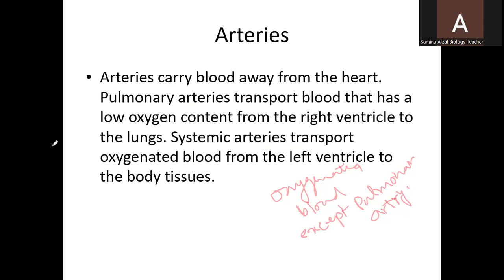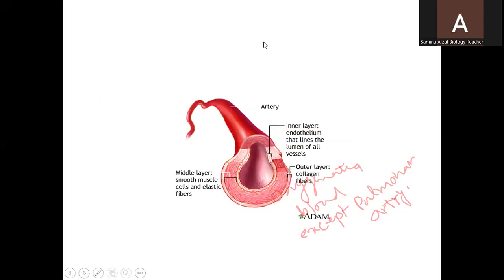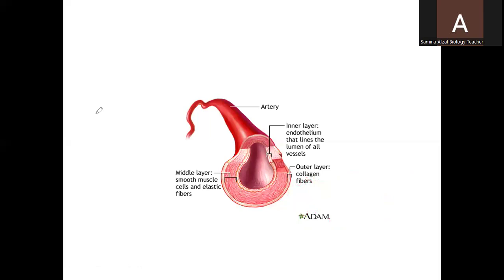In the next slide, I would like to show you the structure of the artery, and I will relate its structure with its function. Here you can see the artery, which looks highly muscular. So it is highly muscular in nature. It consists of 3 layers: outer layer, middle layer, and inner layer. The outer layer is made up of collagen fibers. The middle layer is made up of smooth muscle cells and elastic fibers. The innermost layer is made up of endothelium cells. So in this way, these 3 layers make it very muscular.